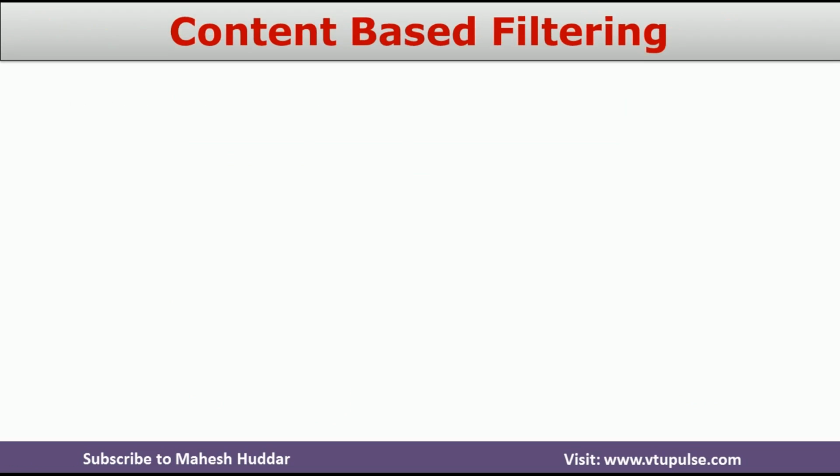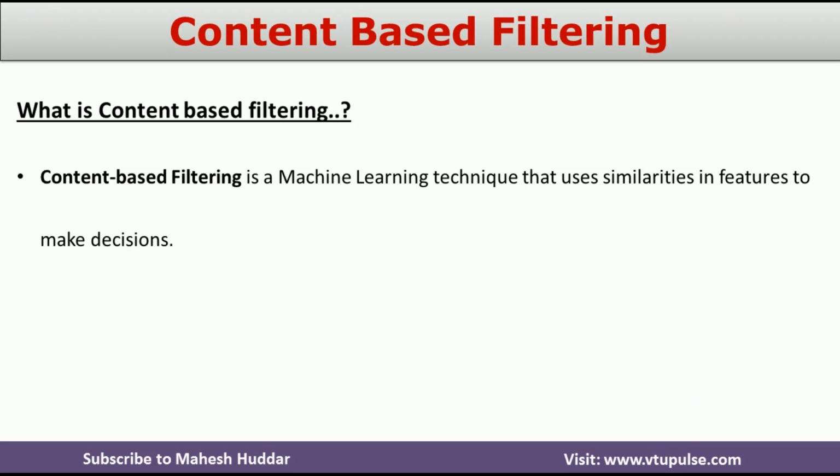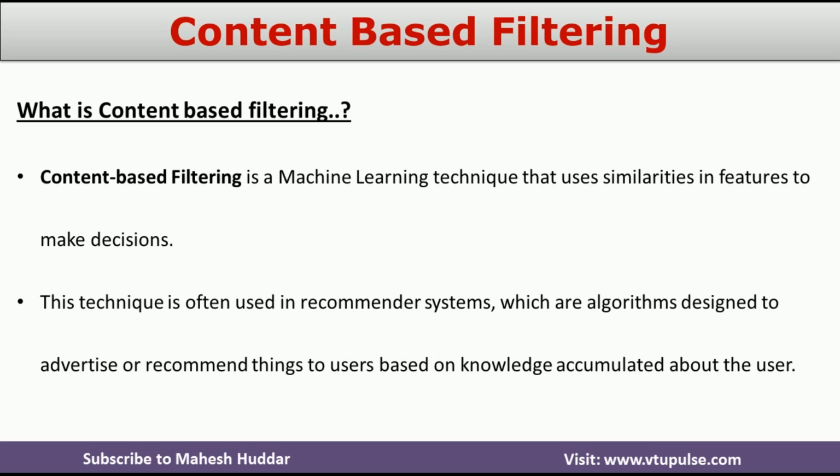First, we will see what is content-based filtering. Content-based filtering is a machine learning technique that uses similarity in features to make decisions. These techniques are often used in recommender systems, which are algorithms designed to advertise or recommend things to users based on the knowledge accumulated about the users.